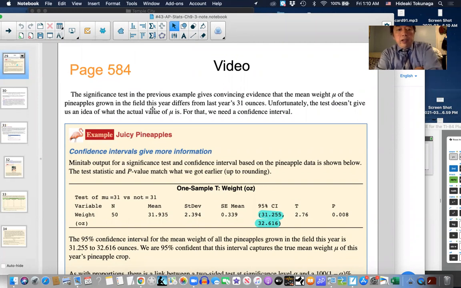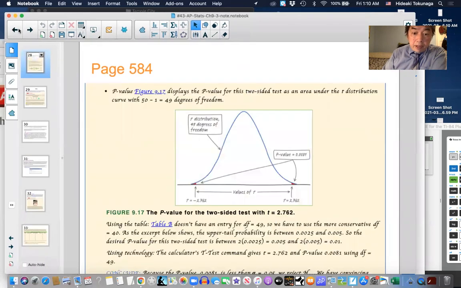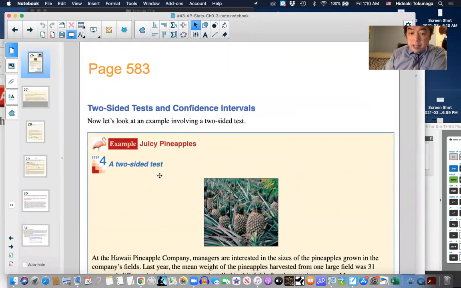A significant test, which is a hypothesis test, piggybacks on the confidence interval. So we talk a little bit about the confidence interval here. If you don't understand what a confidence interval is, please go to chapter 8, confidence interval for a mean. This is one of the previous examples, about pineapples and pineapple size.